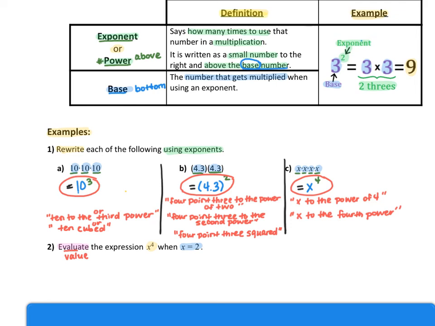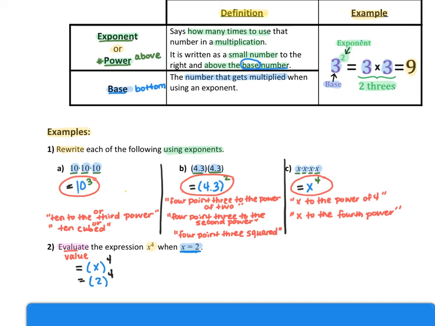They gave us this expression, so we're going to rewrite it using exponents, putting parentheses around the variable. So we have parentheses x to the 4th power. Then our next step is to take the value that they gave us for x and plug it in the place of the variable x. So our next step is where we write parentheses 2 to the power of 4.